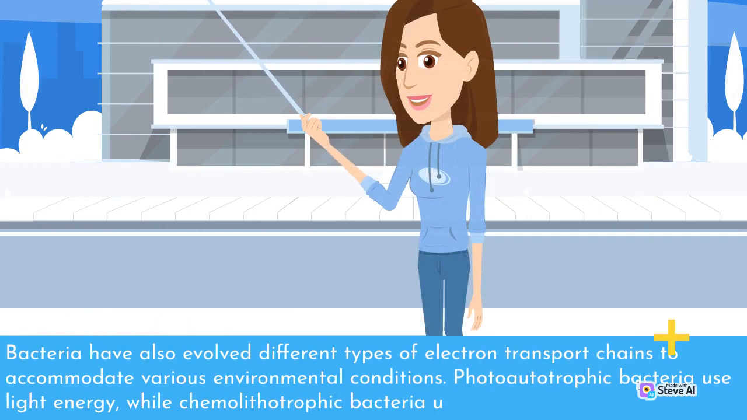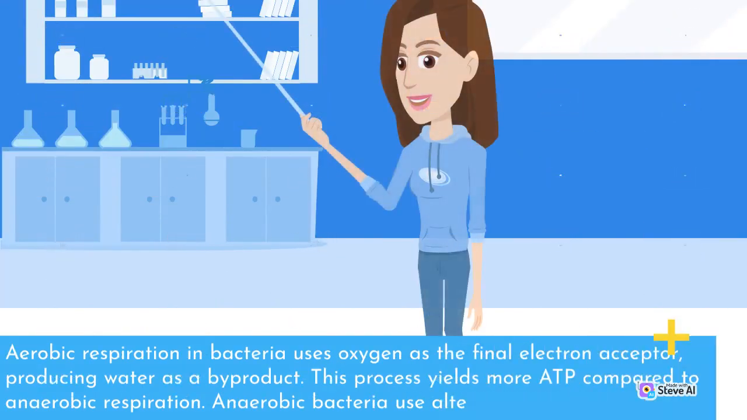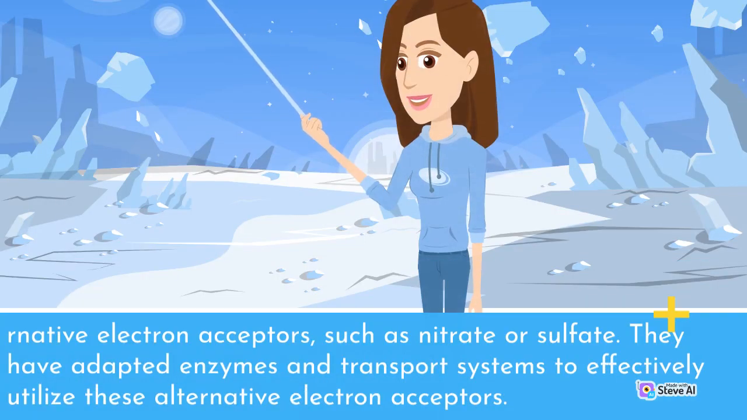Bacteria have also evolved different types of electron transport chains to accommodate various environmental conditions. Photoautotrophic bacteria use light energy, while chemolithotrophic bacteria utilize inorganic compounds as energy sources. Bacteria living in extreme environments have specialized adaptations in their electron transport chains to survive harsh conditions. Aerobic respiration in bacteria uses oxygen as the final electron acceptor, producing water as a byproduct. This process yields more ATP compared to anaerobic respiration. Anaerobic bacteria use alternative electron acceptors, such as nitrate or sulfate. They have adapted enzymes and transport systems to effectively utilize these alternative electron acceptors.